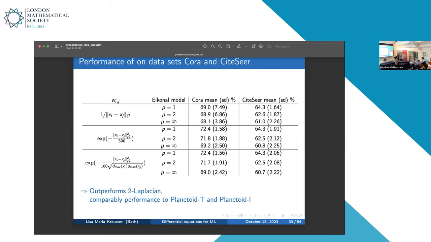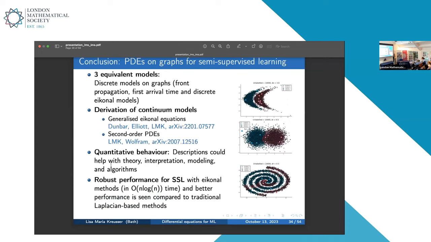So just to summarize, we looked at three equivalent model formulations in the discrete setting, namely the front propagation, the first arrival times, and the discrete eikonal equations. And it turned out that these three modeling approaches were equivalent, which was very nice in terms of the mathematical analysis, the numerical methods, and the modeling, because we could just use the approach which fitted best to our setting. Then we could derive some continuum models for that.